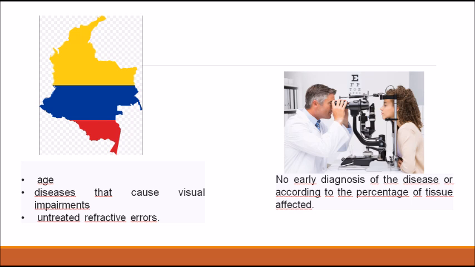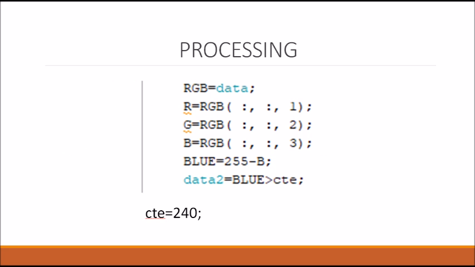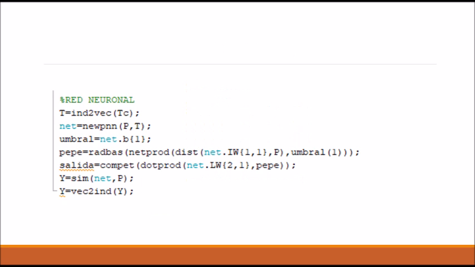For the database, we searched for images of a healthy eye and an eye with cataracts on the Kaggle page. On this page, we downloaded a folder with normal eyes and a folder with eyes with cataracts. For the processing, we use the RGB planes. In our case, we only use the blue plane because it highlights the main characteristics of our image.